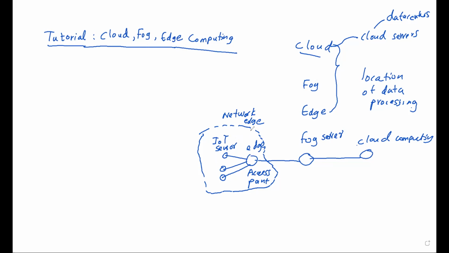We will have the IoT sensors which are collecting the data from the environment and transmitting it to the edge server. The edge server could be installed in the access point. If the access point is a base station, the base station will have an edge server installed in it. If the access point is a router, then the router will be connected to a server.